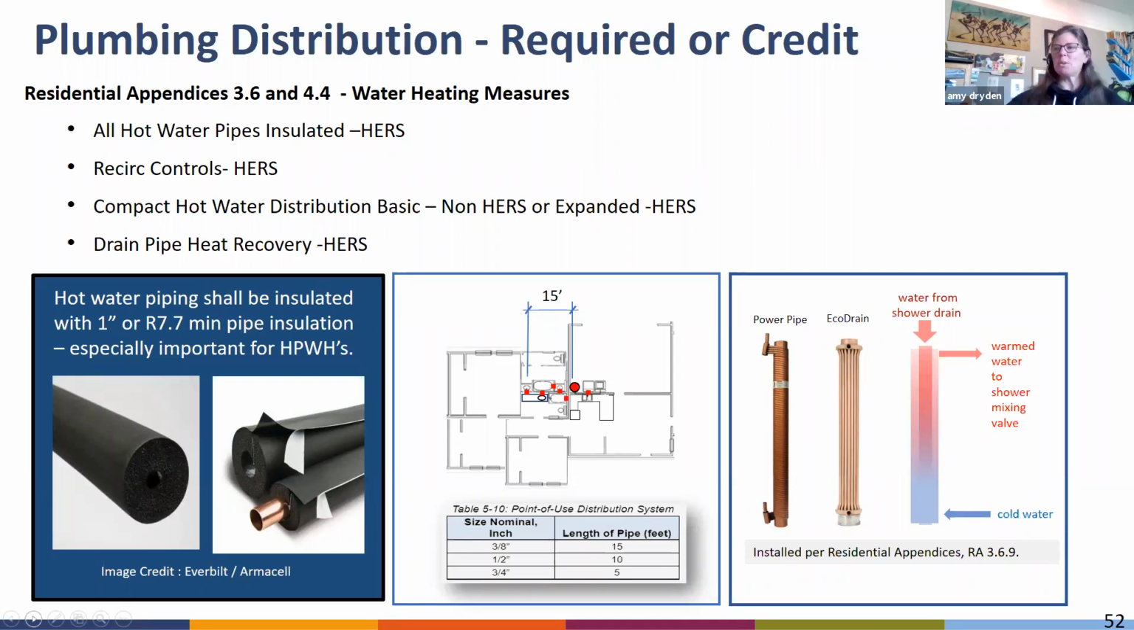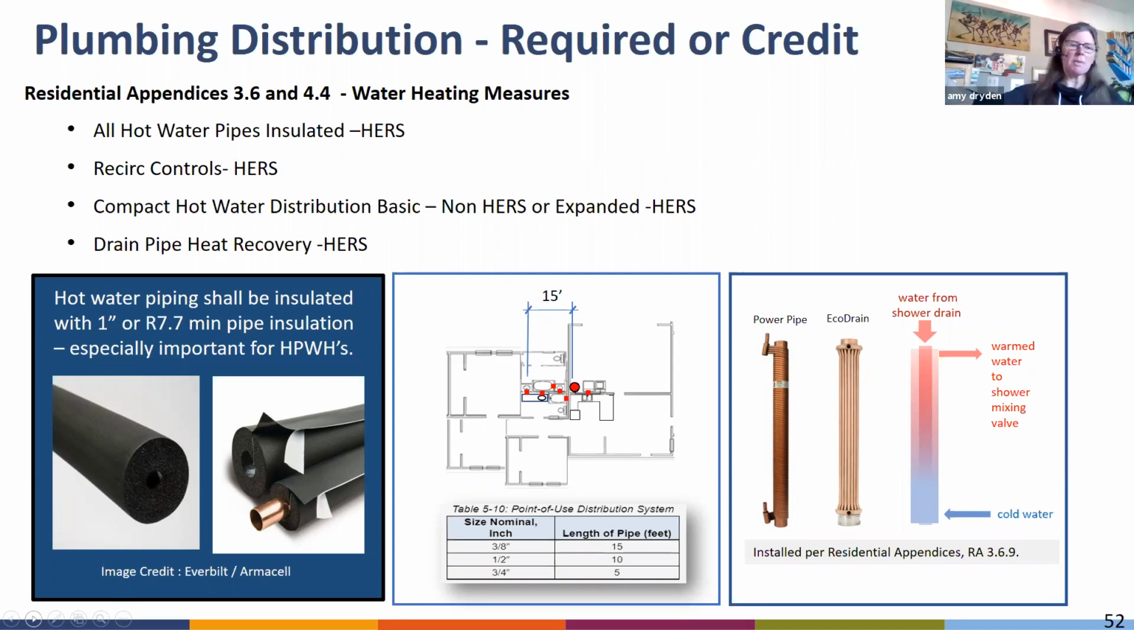If I'm doing the basic hot water distribution, that compact system, my water heater is within 15 feet in plan view of every fixture. That's my basic one, and it's going to be verified by plan reviewers at plan check. I can do an expanded one, and that's going to require HERS.